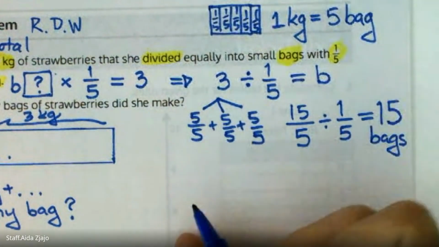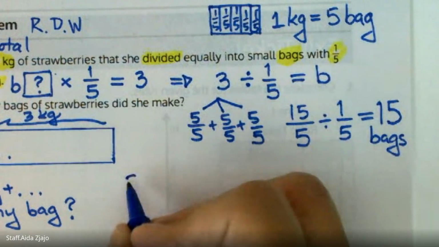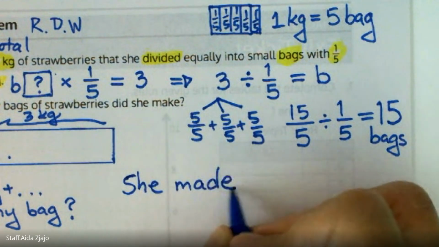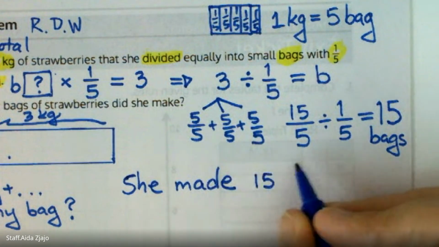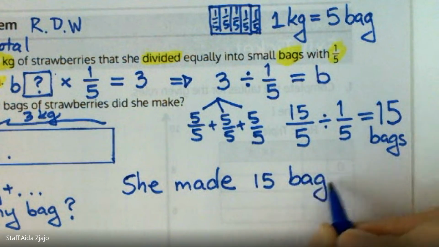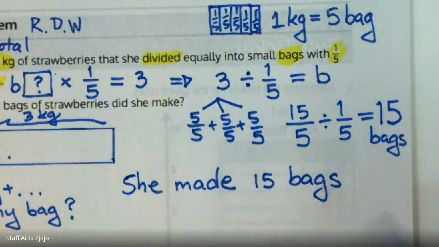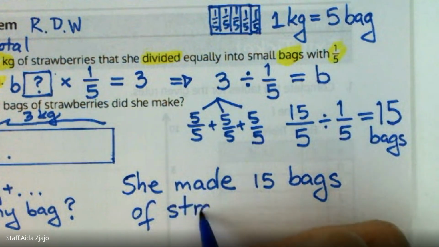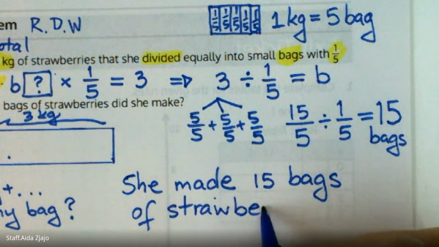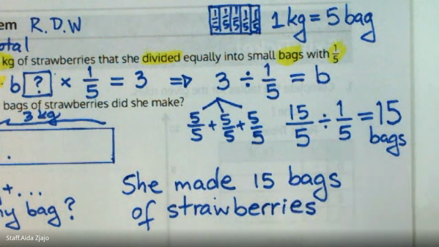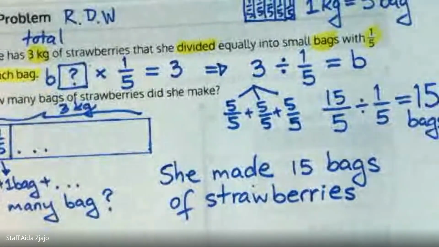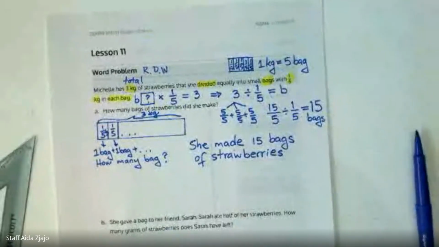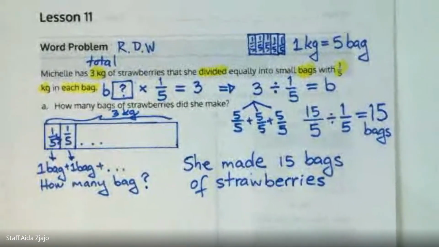So now we need to write the answer. Michelle made 15 bags of strawberries. I'm going to make it smaller so you can see it. Right, okay, I think this is good, like this.